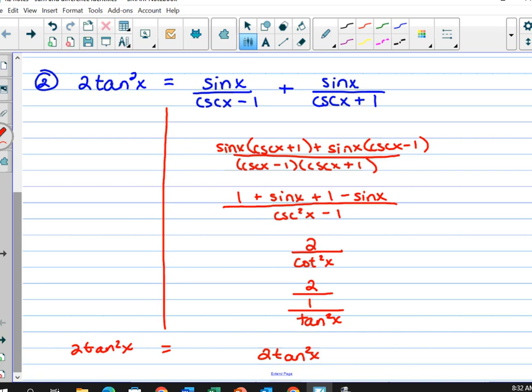Do we see it? How many of you got to the 2 over cotangent squared and got stuck? Okay, so you're close. You're very close. All right, questions on that before we do our fake practice timed trig quiz?